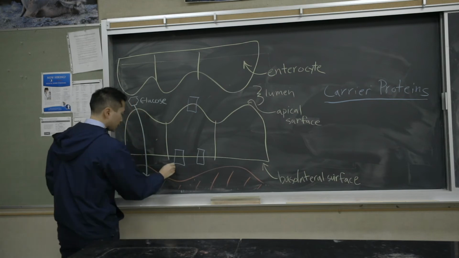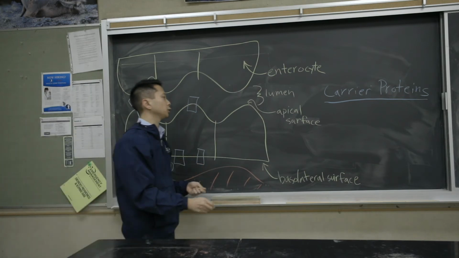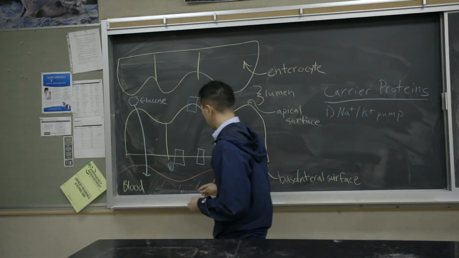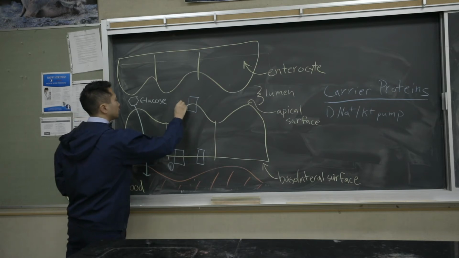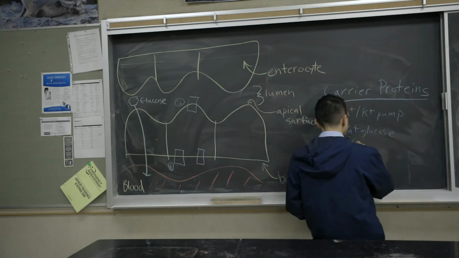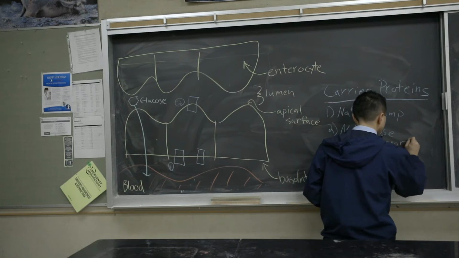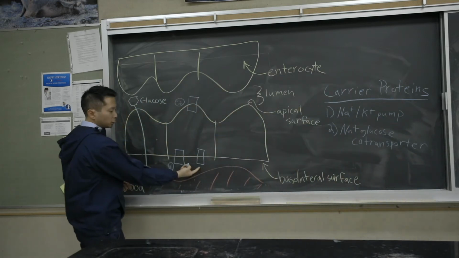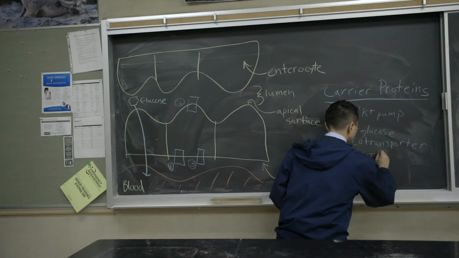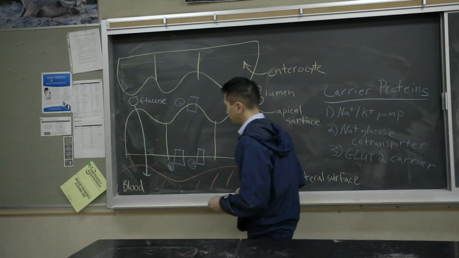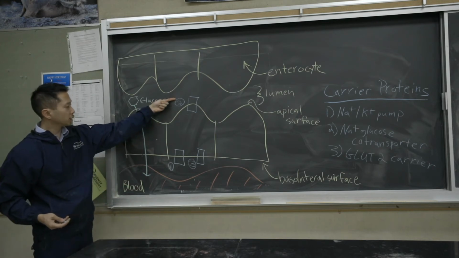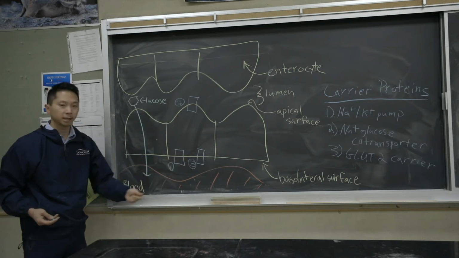The first carrier protein is located on the basolateral surface, and this is a sodium-potassium pump. The second carrier protein is located on the apical surface, and this is a sodium-glucose cotransporter. And the third and final carrier protein is also located on the basolateral surface. This is a GLUT2 carrier. Now, all three of these carrier proteins will work together and allow for the movement of glucose from the lumen of the small intestine through the plasma membrane of the enterocyte and then into the blood.